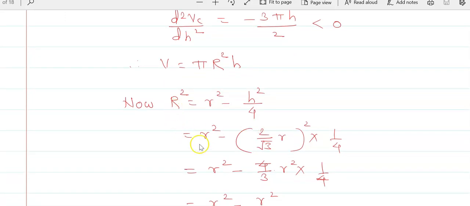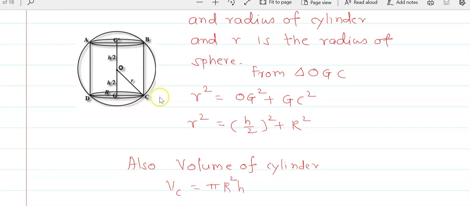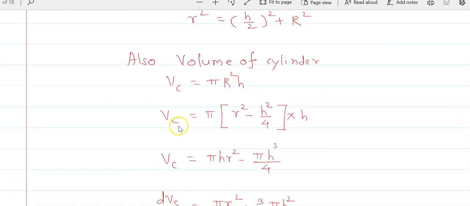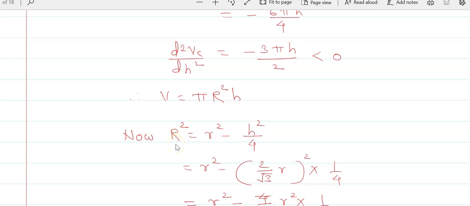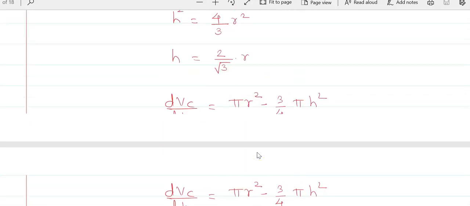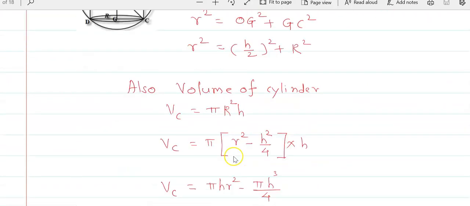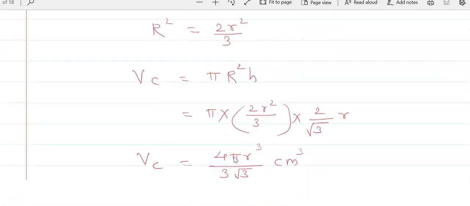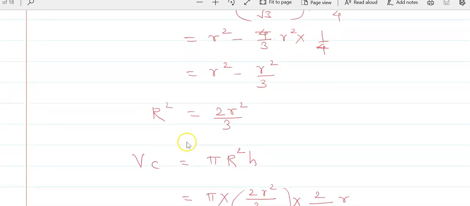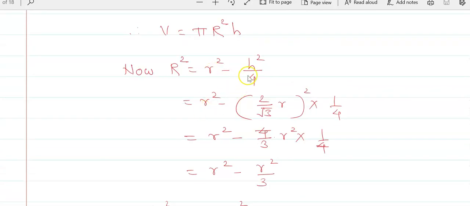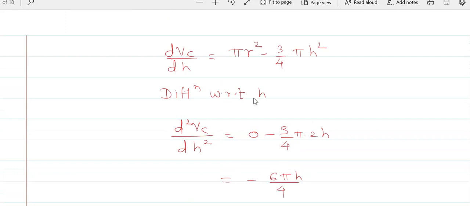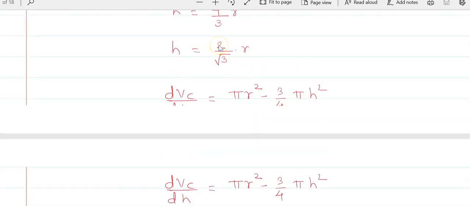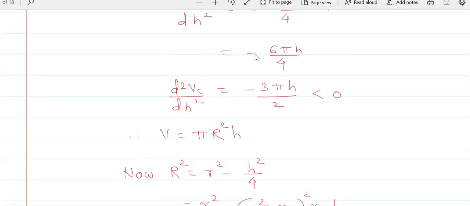Now, what's the value of R square? See this here, R square is equal to r square minus (h by 2) whole square. Same thing is here, capital R square is equal to the radius of the sphere small r square minus h square upon 4. If we substitute the value of h that we have calculated here, what's the value of h? h is equal to 2 upon root 3 into r. This is the value of h.